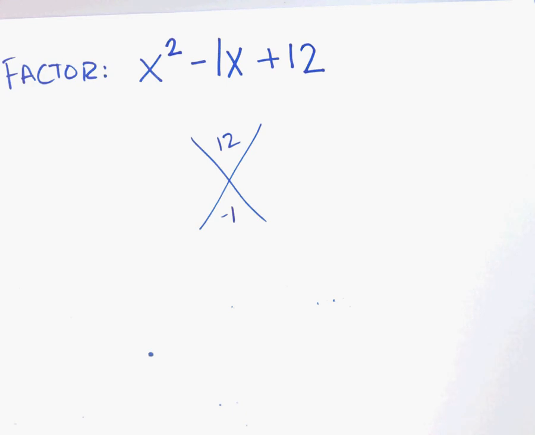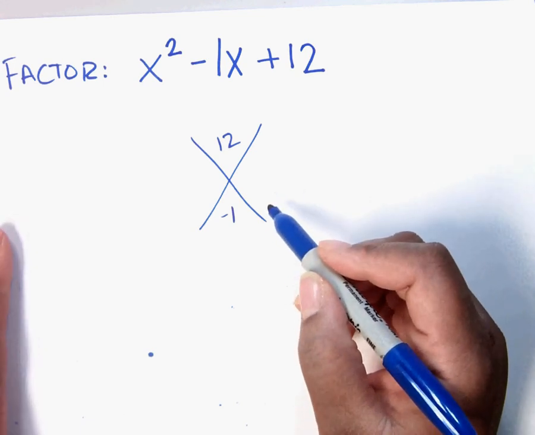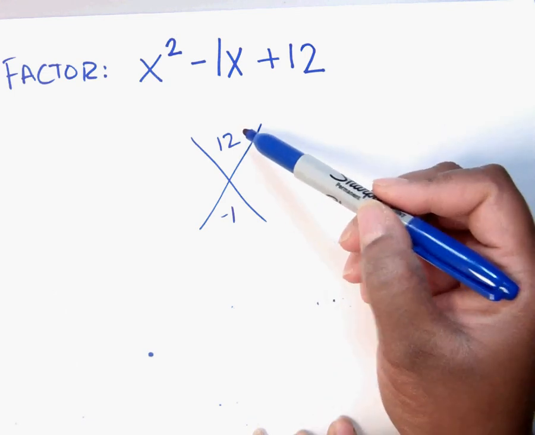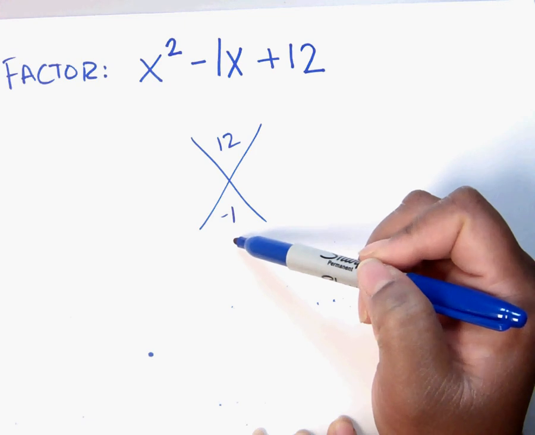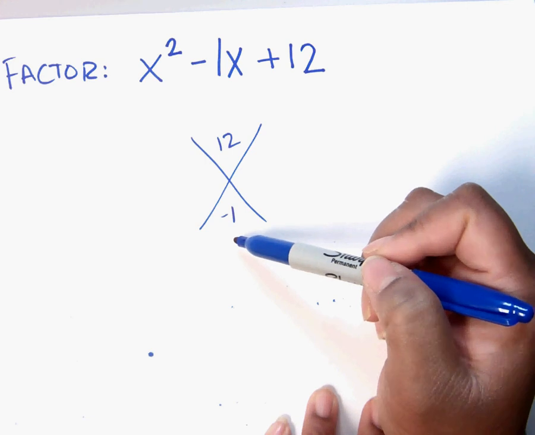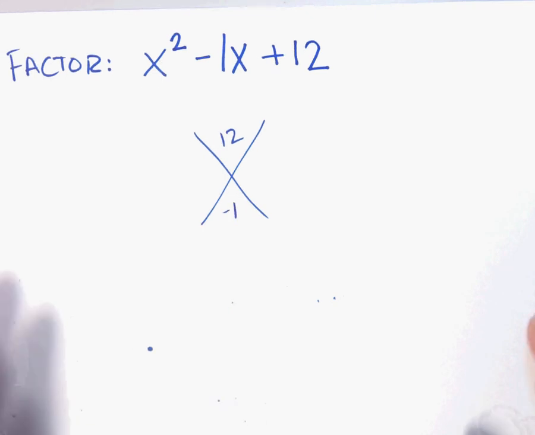Anybody not understand why we're putting negative 1 at the bottom? Anybody confused? Anybody lost? Anybody saying stop, go back? Okay, so now, who can find the two numbers that will multiply to 12 and add to negative 1? Anybody just know what the answers are, or do we need to go through the process this time?